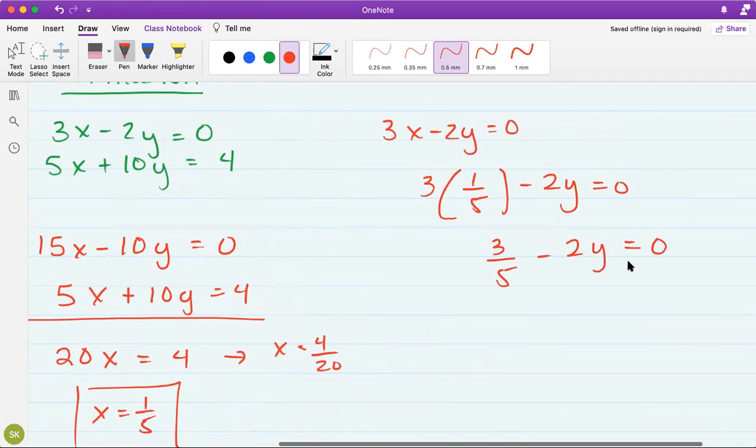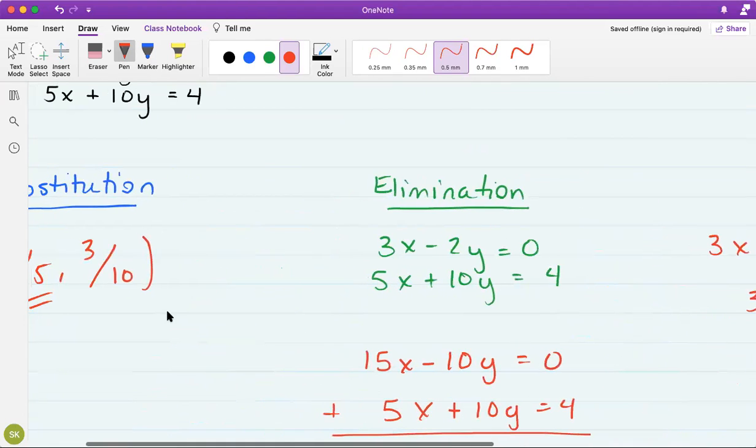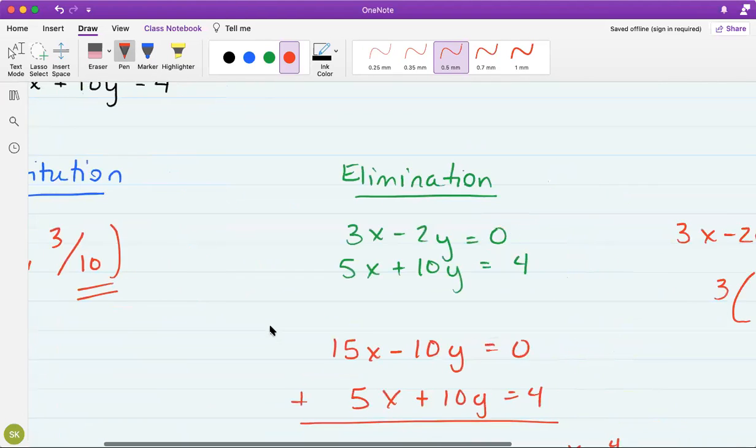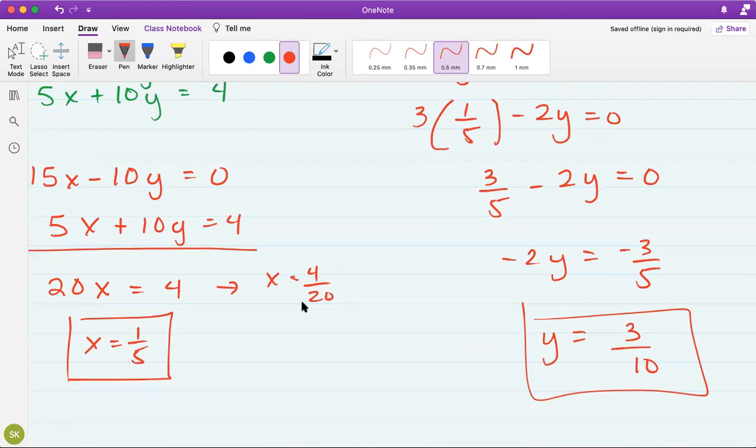Again, let's do that trick. Well, actually, we don't have to do much if we keep the fraction. Let's move the 3/5 over. So negative 2y is negative 3 over 5, and then divide by negative 2. Y is equal to negative 3 over negative 10, or just 3 over 10. Is that what we got over here? Let's see. Yeah, that is the y value. Okay, so we used elimination for this problem, and we got the same answer.